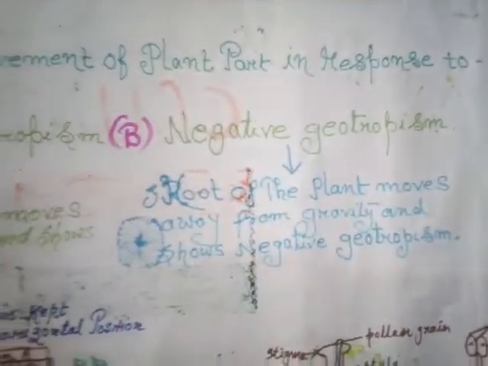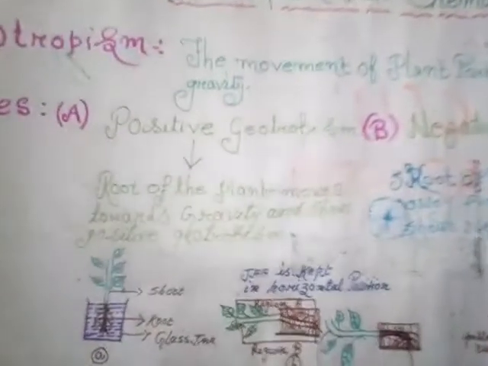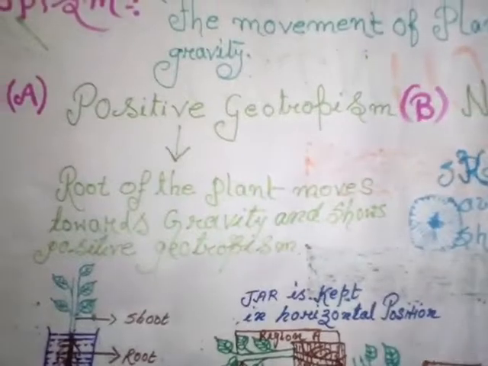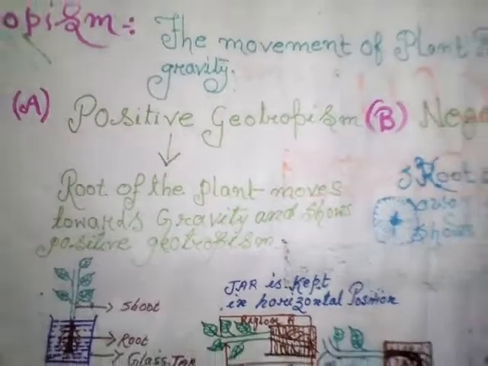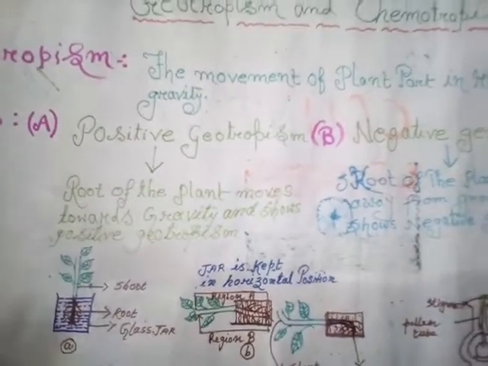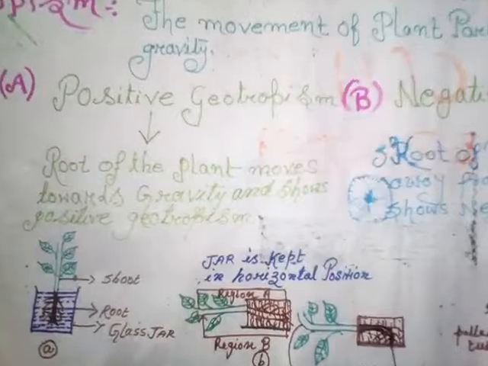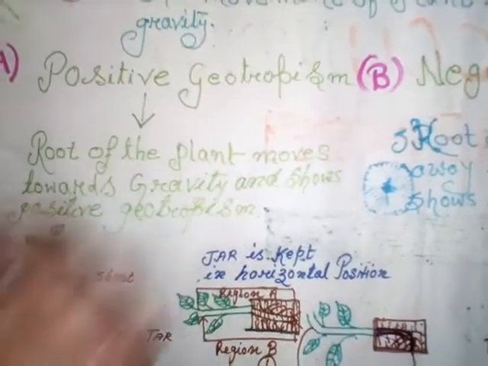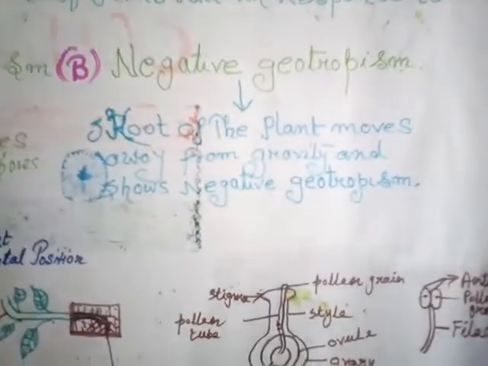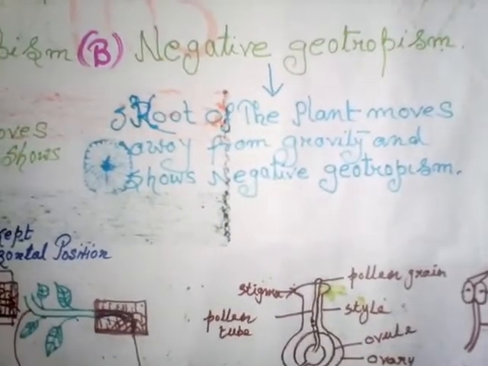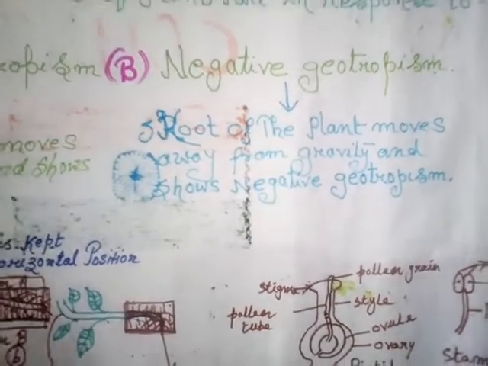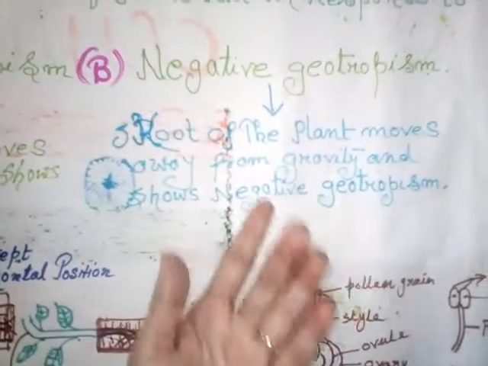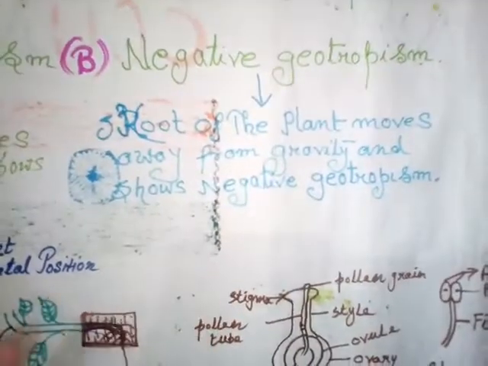What is positive geotropism? Movement of a plant part towards gravity is called positive geotropism. The root of the plant moves towards gravity and shows positive geotropism. What is negative geotropism? Movement of a plant part away from gravity is called negative geotropism. The shoot of the plant moves away from gravity and shows negative geotropism.